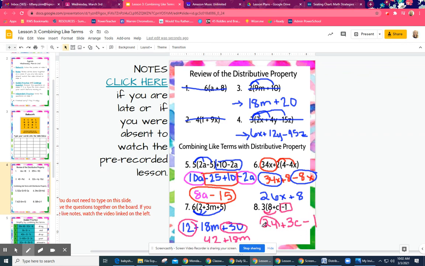I can combine 24 and minus 1, but that's it. There's no other c's. So 24 minus 1 is 23. And then I will just put the plus 3c back onto the end or the beginning. It doesn't really matter. But that's how you distribute and combine like terms.